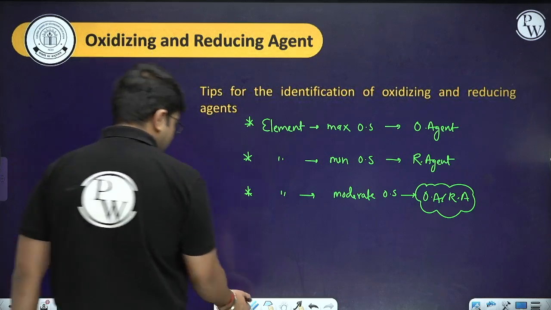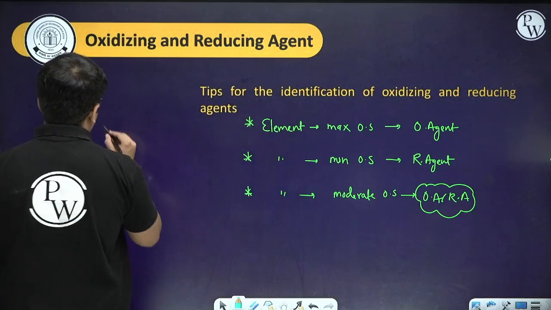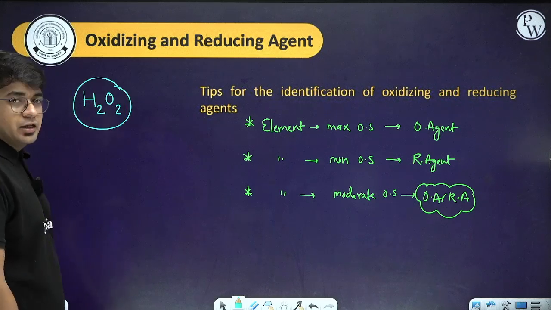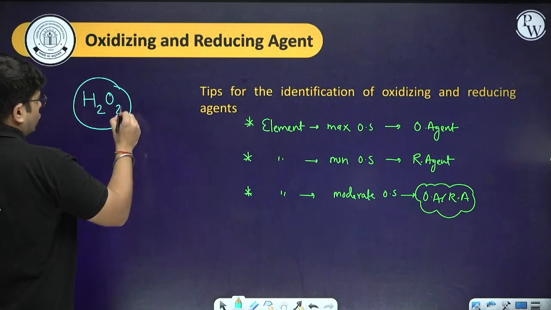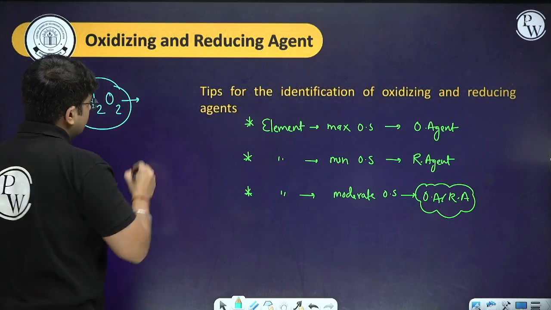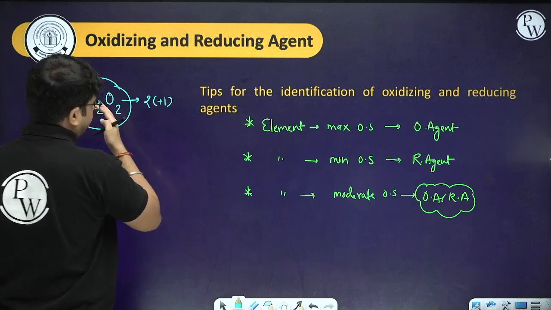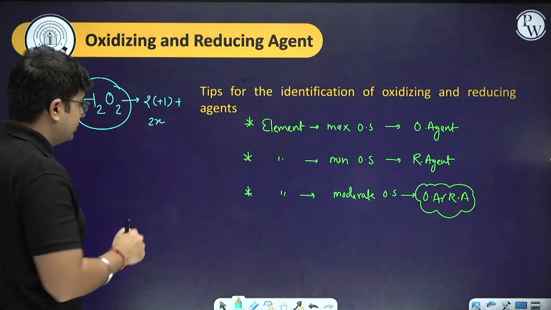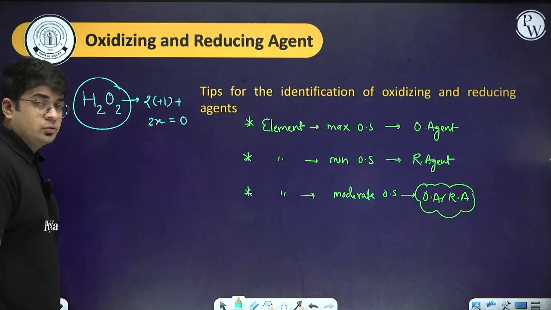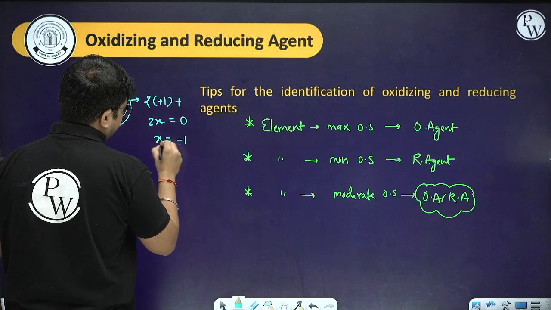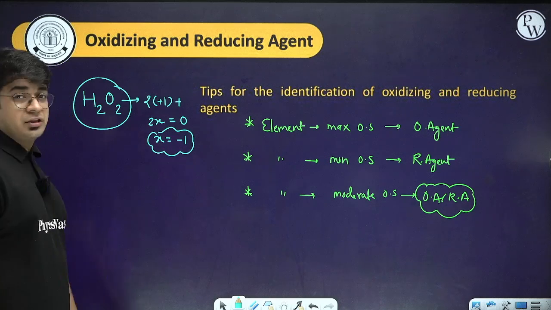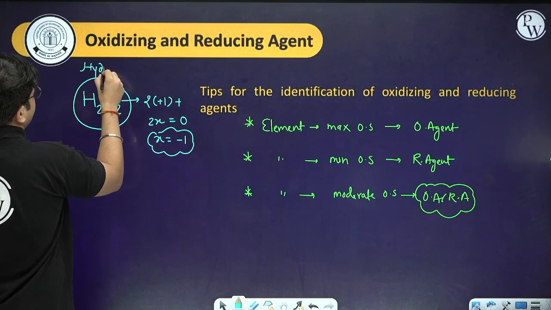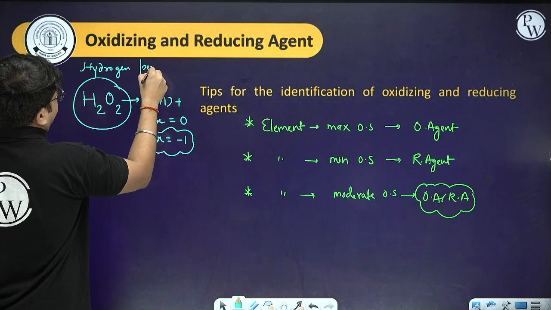Now keeping this in mind, let's talk about H2O2. In H2O2, if I want to calculate the oxidation state of oxygen, two hydrogens are there having +1 because they are connected to a non-metal, plus 2x for oxygen, and the entire compound is neutral. So you can say x will be -1. It means the oxidation state of oxygen is -1. That means this compound is definitely a peroxide, and that's why its name is hydrogen peroxide.